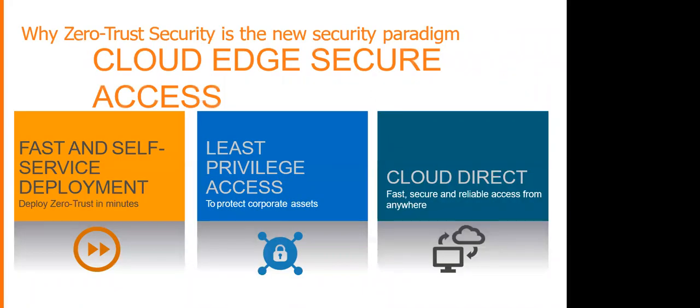So why is Zero Trust security a new security paradigm? Because of the fast and self-service deployment. You can deploy in just minutes. It's very easy, and it also has least privileged access to protect your corporate assets, and it is cloud direct, so it's fast, secure, and reliable access from anywhere. You don't need to wait for hardware to come to your office before you configure things, because the cloud is already ready for you.